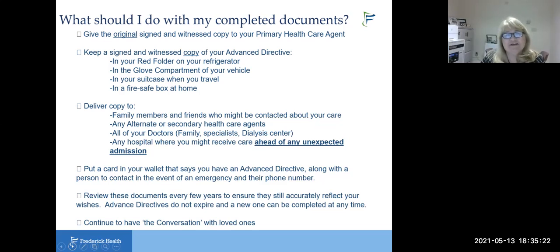I also suggest that if you have your primary healthcare agent, say you have 4 children and your primary healthcare agent is your oldest or your youngest or whomever, I would also make copies for the whole family. Here in the hospital, when a family member doesn't know that someone else was made the healthcare agent, it really makes it uncomfortable for that person that is the healthcare agent.